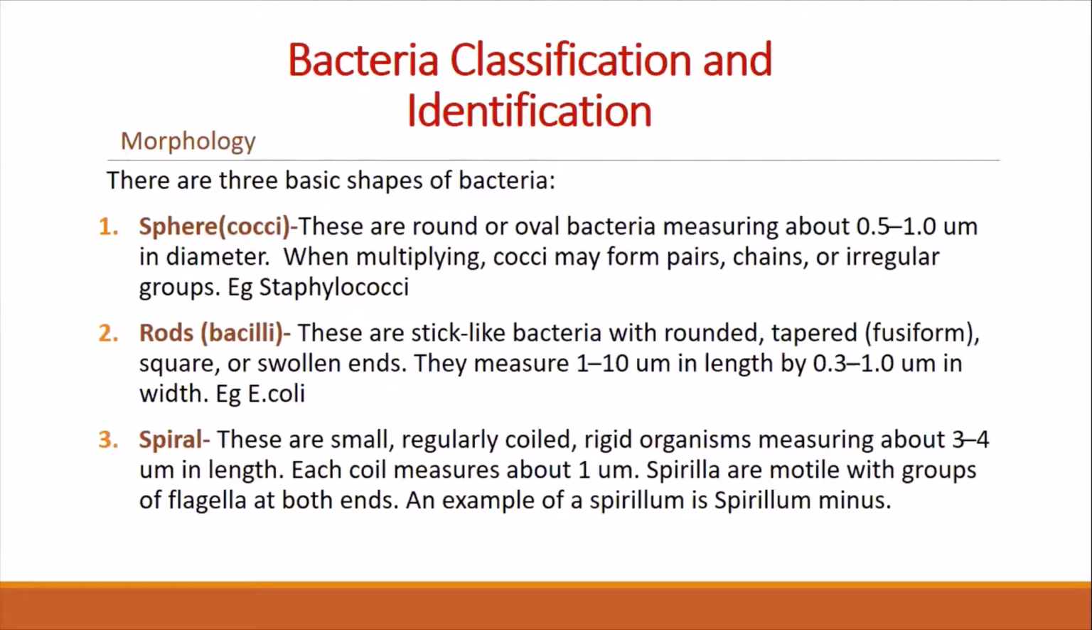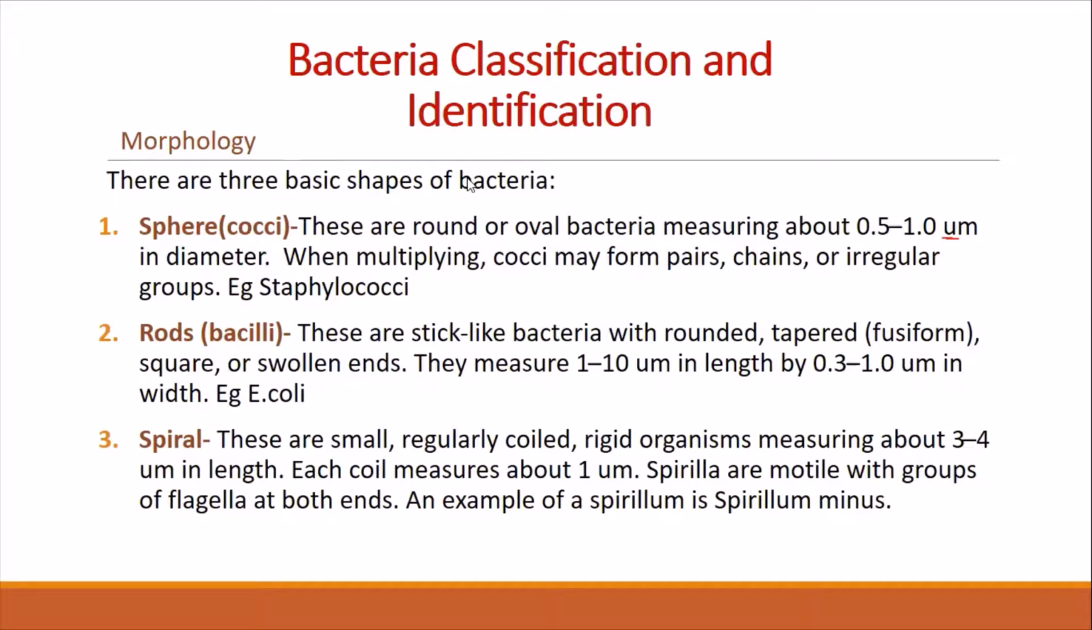So bacteria classification and identification, starting with morphology, which is the same as shape. There are three basic shapes of bacteria: cocci, rods, and spirals. Cocci are round or oval shaped bacteria measuring about 0.5 to 1 micrometer. Just so you guys know, this symbol means micro, so this is a micrometer. In diameter, when multiplying, cocci may form pairs, chains, or irregular groups. For example, staphylococci are considered cocci-shaped bacteria.